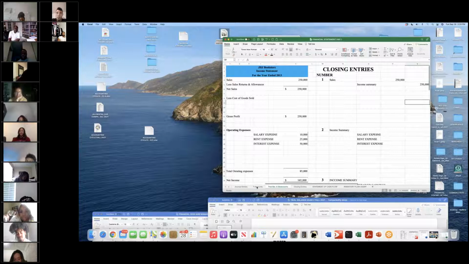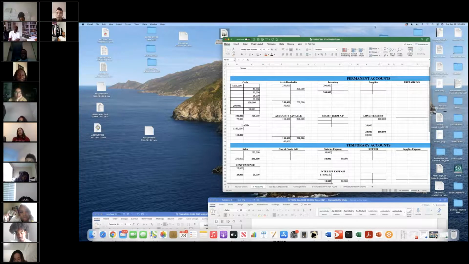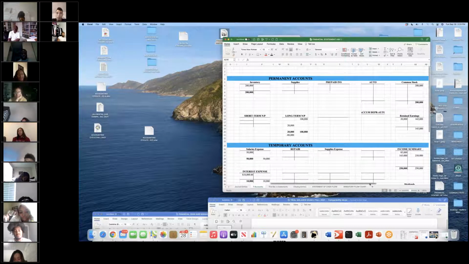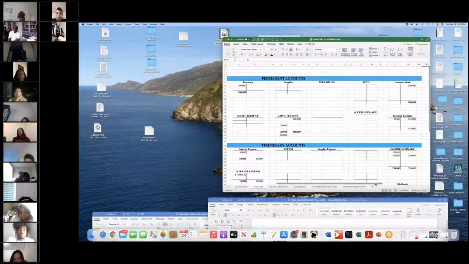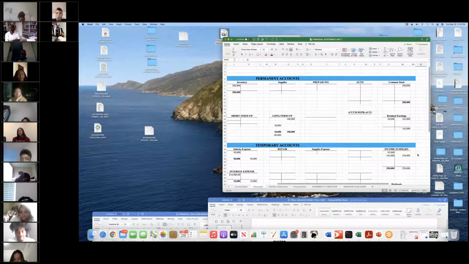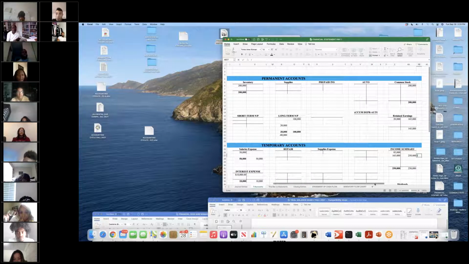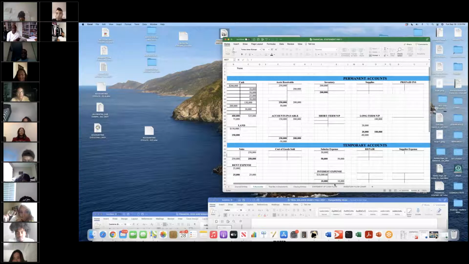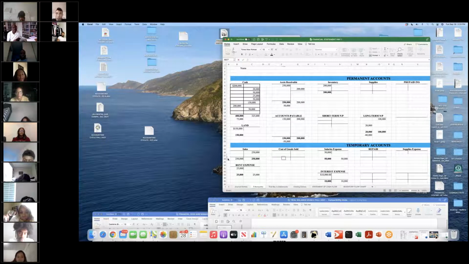Now we do have to post these, so let's go down to accounts. And we already got them posted, so I'm gonna go in this box here, put Roman numeral 1. Then I'm gonna go over the sales.